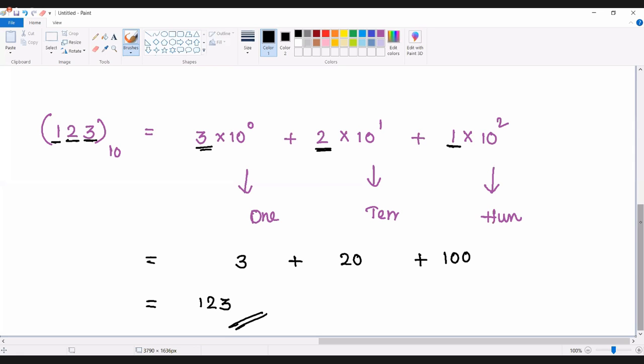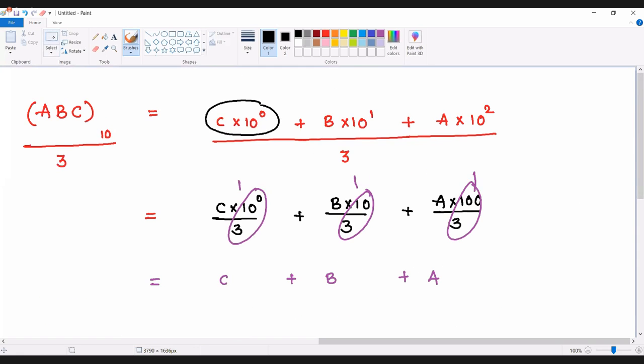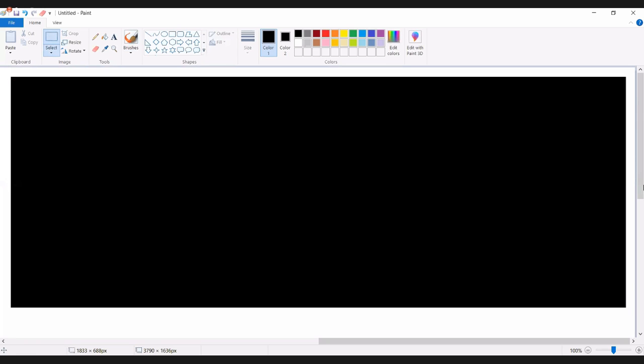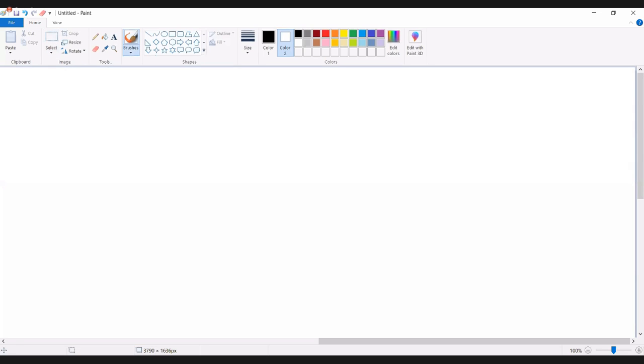The same thing I'm doing here. I'm randomly taking a 3-digit number. I'm trying to explain the rule of divisibility of 3. For that, I'm randomly taking a 3-digit number. So let's assume that ABC is a 3-digit number.